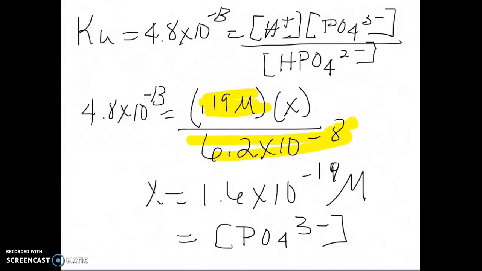So then all you have to do is solve for X to find the phosphate ion concentration, and that ends up being 1.6 times 10 to the negative 9 molar. So you just calculated the pH of a polyprotic acid and all of the concentrations that would be available at equilibrium. I hope this helps, and good luck.